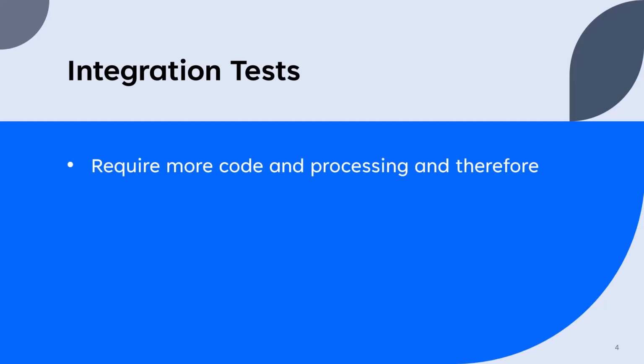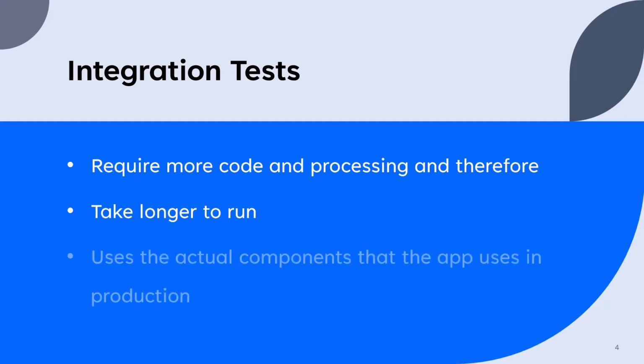So the integration tests require more code and processing, and therefore they take longer to run. And they use the actual components that the app uses in production. Integration tests should be limited in their usage to the most important use cases of infrastructure. If we could use either of the two types of tests, the unit test and integration test, for testing a behavior, we should definitely go for the unit test, not the integration test.